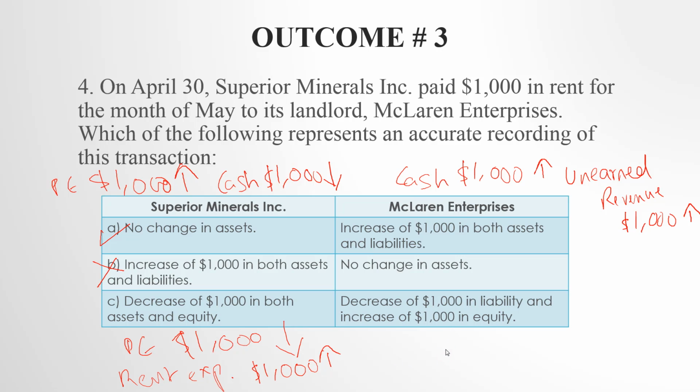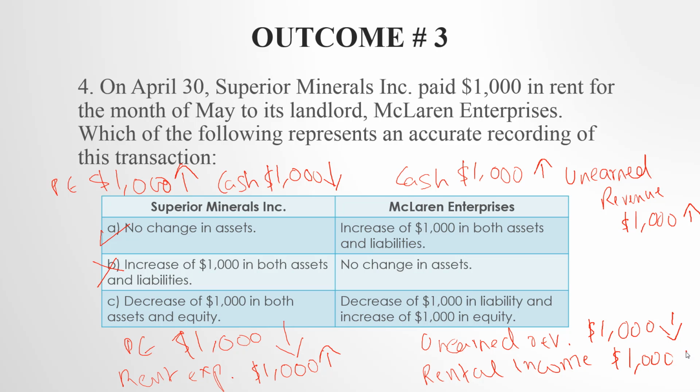At the end of May, McLaren Enterprises would have completed its service. It would have provided the service. Therefore, its unearned revenue account will go down by $1,000. Therefore, its liabilities will go down by $1,000. And its equity, its income, it has actually earned the income at the end of May. It has provided the service for the month of May. Therefore, its rental income will go up by $1,000.